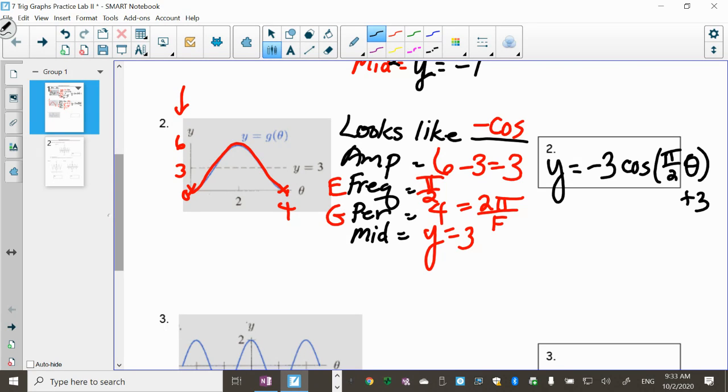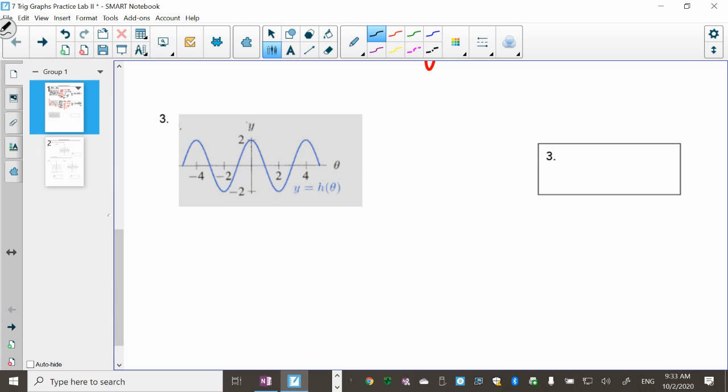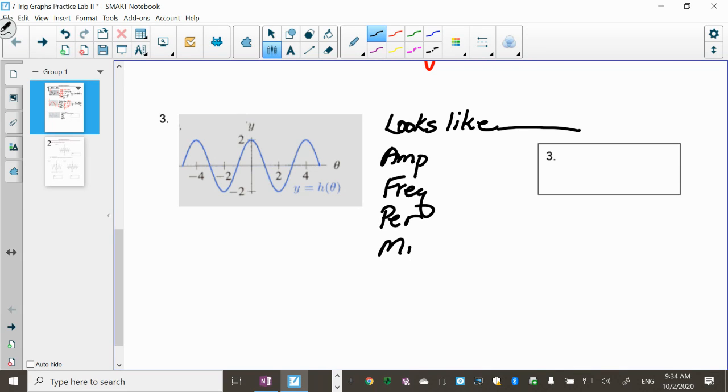Question. Are we good? All right, let's try 3. So we're going to keep doing this to get really good and comfortable with this. All righty? So looks like amplitude, frequency, period, midline.